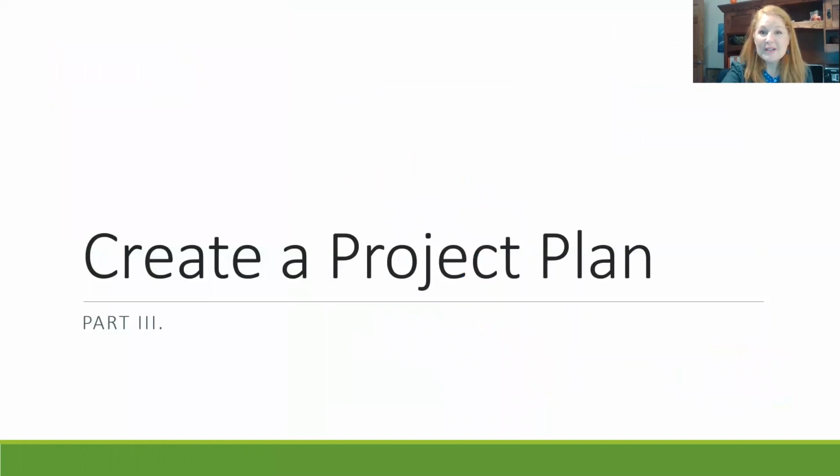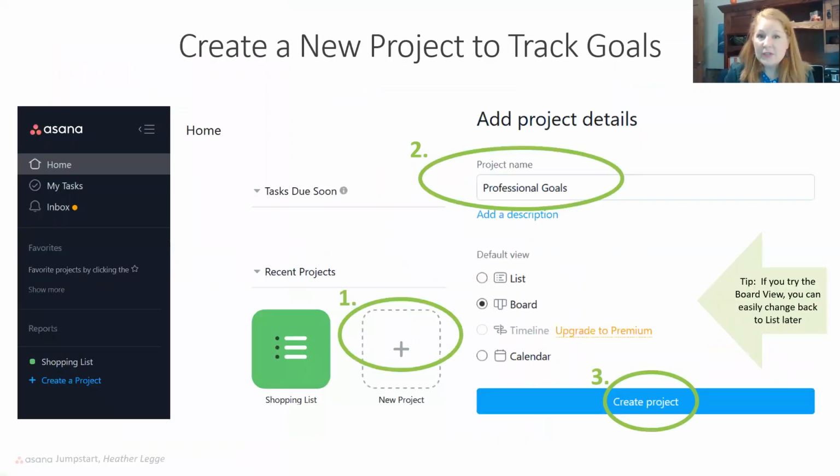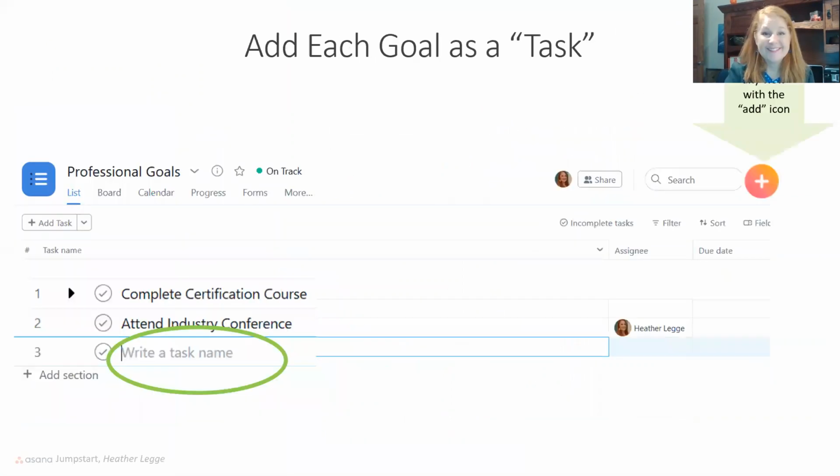Okay, let's move on to our second exercise, creating a project plan. Again, from the home screen in Asana, you're going to click Add New Project. In this case, I've named it Professional Goals, and we're going to click on Create Project. It's pretty easy, right? It's great.